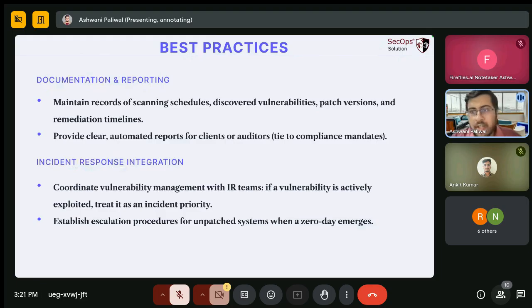And lastly, documentation and reporting. Not one of those jobs that most IT managers and security managers enjoy, but your compliance and audit really depends on this.